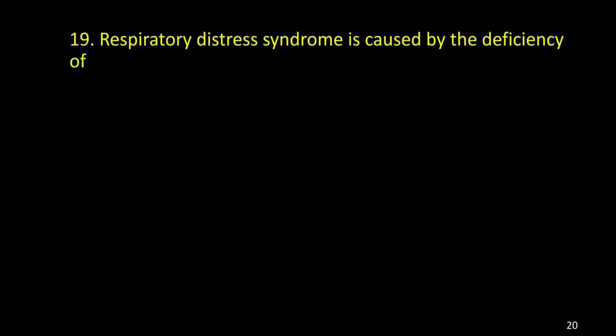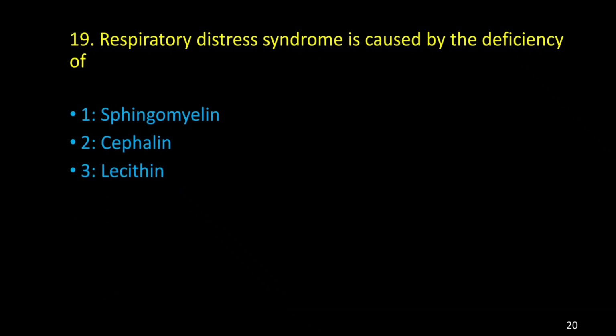Now, respiratory distress syndrome is caused by the deficiency of, so RDS is a typical clinical condition, and why is it occurring? Which molecular deficiency can lead to this situation? So the options are sphingomyelin, that is one of the phospholipids. Cephalin, that is also one of the phospholipids. Another is lecithin, that is phosphatidylcholine, also one of the phospholipids. And cardiolipin, that is also one of the phospholipids. So all these: cardiolipin, lecithin, cephalin, sphingomyelin.